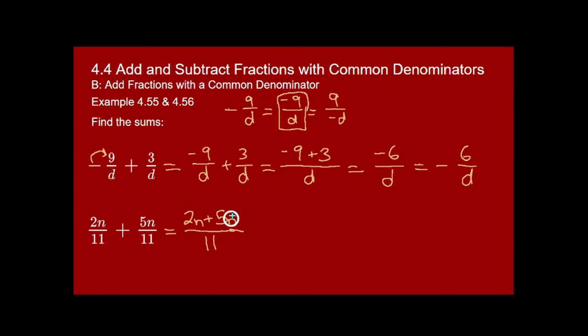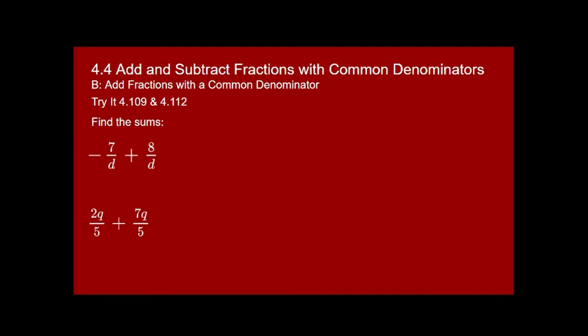Now, we can simplify the top, so let's go ahead and do that. 2n plus 5n equals 7n, and we keep the same denominator, 11. 7n over 11, and that is your final answer for that one. Okay, so do not let the fact that there are variables there scare you.